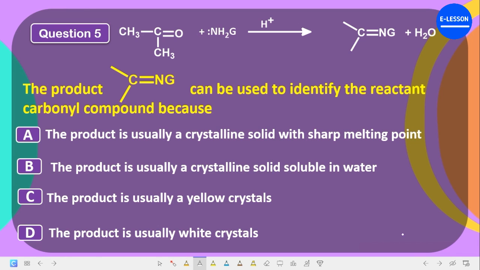The product is usually a crystalline solid with a sharp melting point, and it is used to identify carbonyl compounds. Okay, and that makes option A the correct answer. The product is usually a crystalline solid with a sharp melting point.